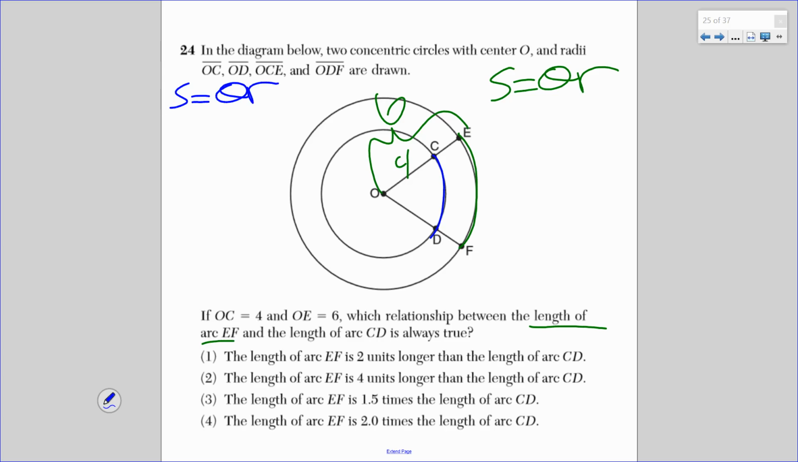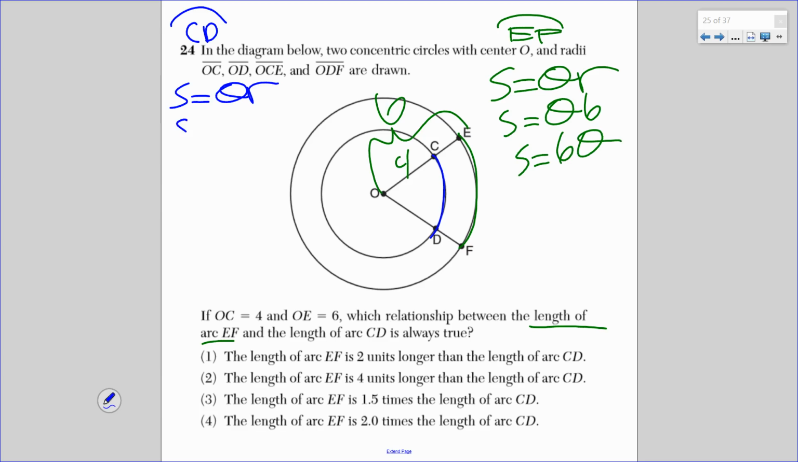So the blue one, this is going to be arc CD over here. And then this one's going to be arc EF. I don't know theta. All I know is R, which is 6. So S equals 6 theta. Here, all I know is the radius. S equals theta times 4. S equals 4 theta.